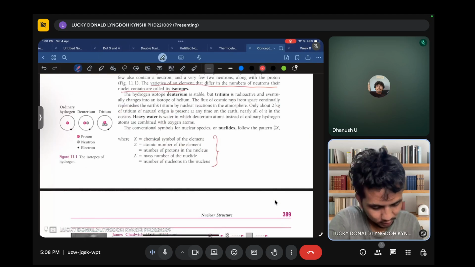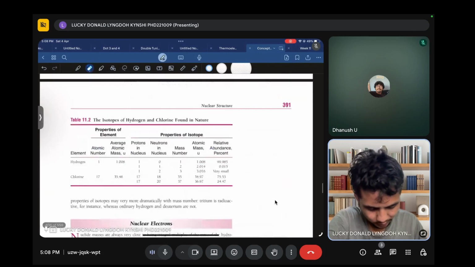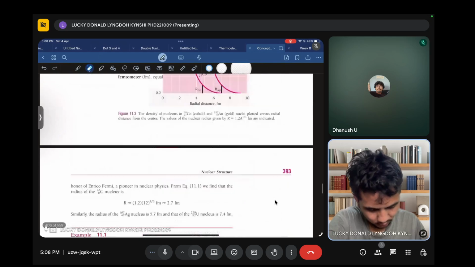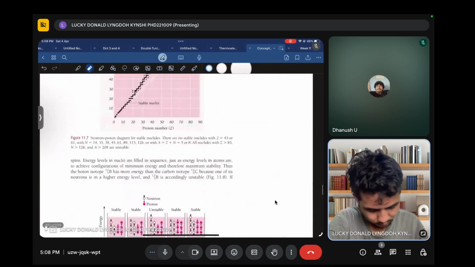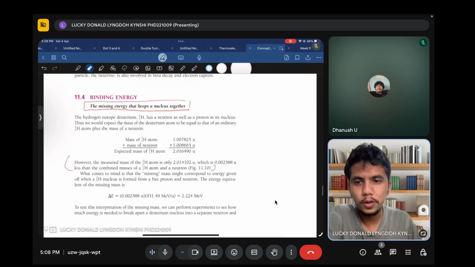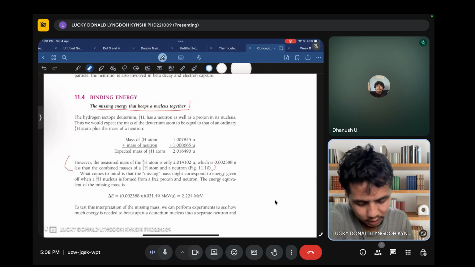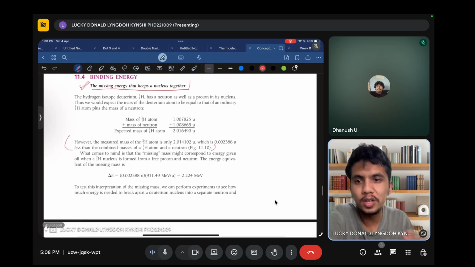as I was telling you, you represent elements by X, A, Z. Let me check the binding energy which is already given to you in the chapter. According to the textbook, the definition of binding energy is very simple: the missing energy that keeps a nucleus together, or the amount of energy required to keep the nucleus together. That is what is called binding energy.